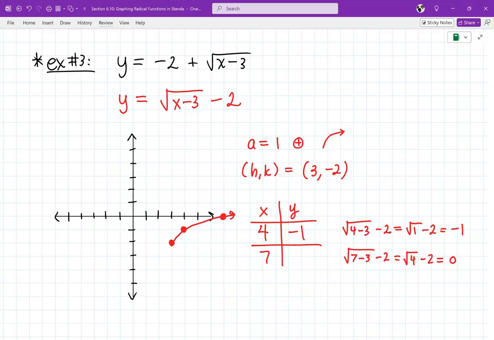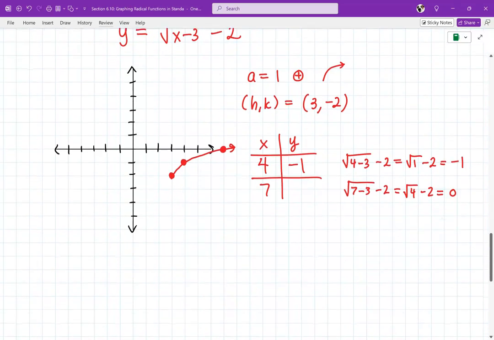Notice I'm picking numbers to the right of the graph, to the right of my HK. So HK was at 3, negative 2. So I picked a 4, a 5, a 6, a 7, and 8, those numbers. Because if I pick numbers to the left of that point, the numbers inside of my square root will be negative, and I can't do square root of negative numbers, right? So only certain numbers work. So I always pick to the right side of it. So here's the last one for us.